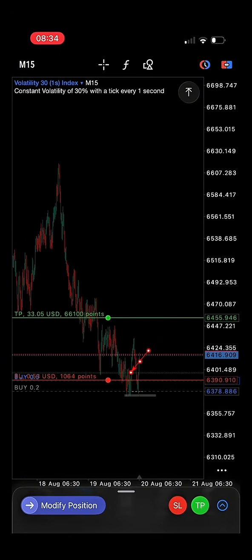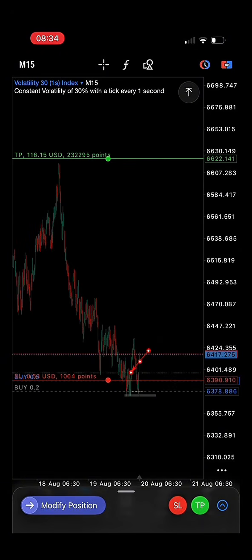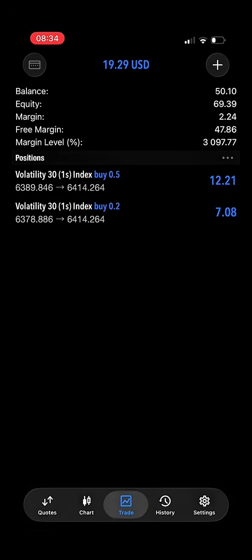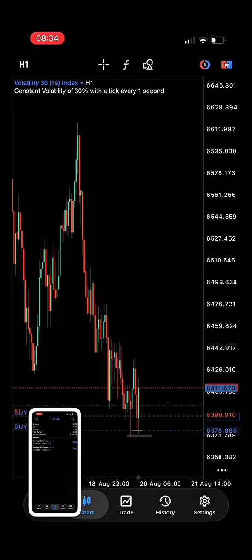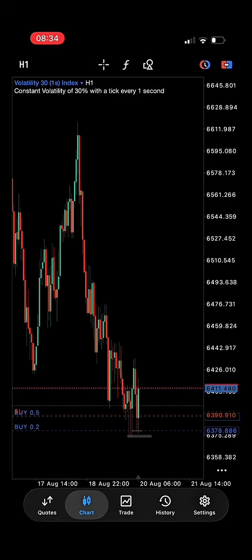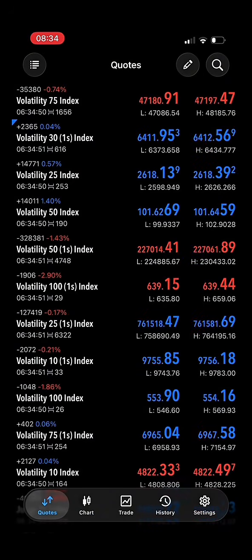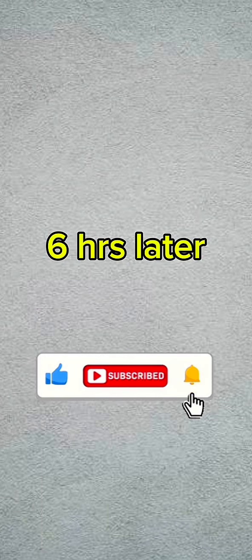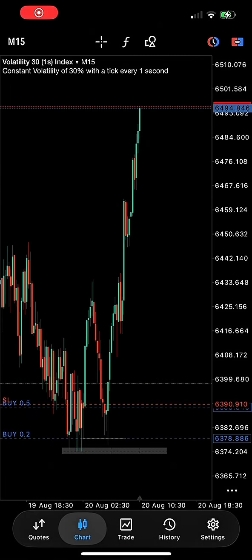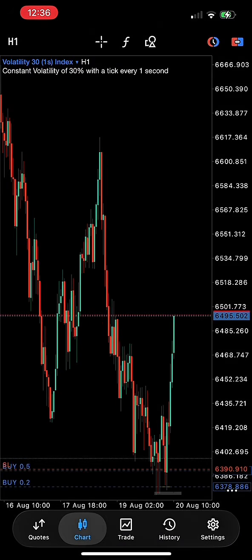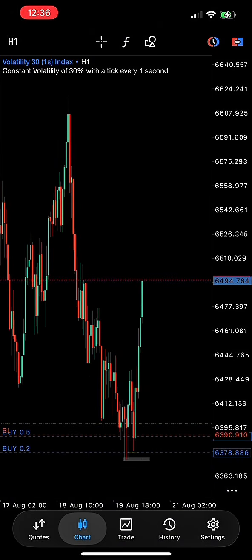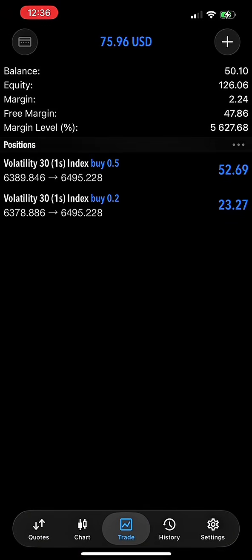Now all we have to do is to wait and see what happens afterwards. But already at this point I was floating at $19 profits, so the trade was going quite well, and I decided to put my stop loss at break even, as you can see, so that I wait and see what happens afterwards. I will give it a couple of hours. Then bang, after 6 nice hours, around 5 to 6 hours, the market had moved quite smoothly there. Nice move upwards, and we're floating at around $75 profits.